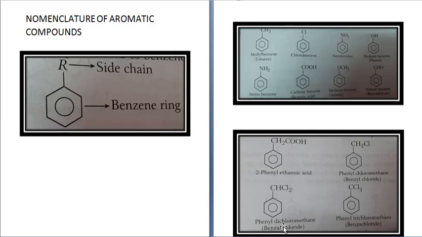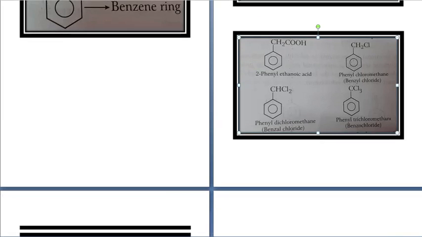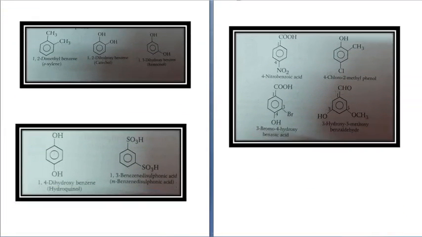Now the next condition is: if a carbon containing functional group is linked to a carbon atom of an alicyclic ring, then such functional groups are given a special suffix. Like if CN is joined to cyclohexane, it will be called cyclohexane carbonitrile. If CONH2 is added to a cyclohexane, it will be called cyclohexane carboxamide.